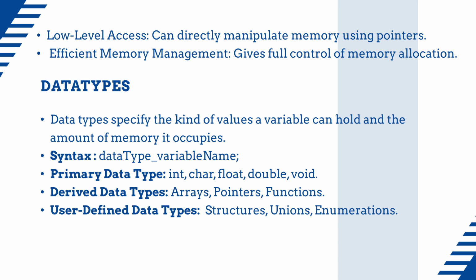Data types. Data types specify the kinds of value a variable can hold and the amount of memory it occupies. The general syntax of data types is shown: data type, variable name, semicolon. Data types are of three types. Primary data types like int, char, float, double, void. Derived data types: array, pointer, functions. User-defined data types: structure, unions and enumerations.